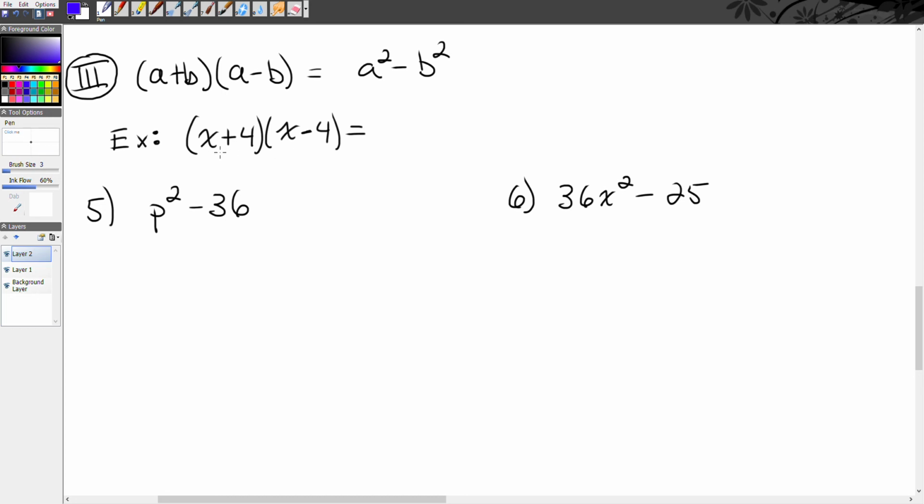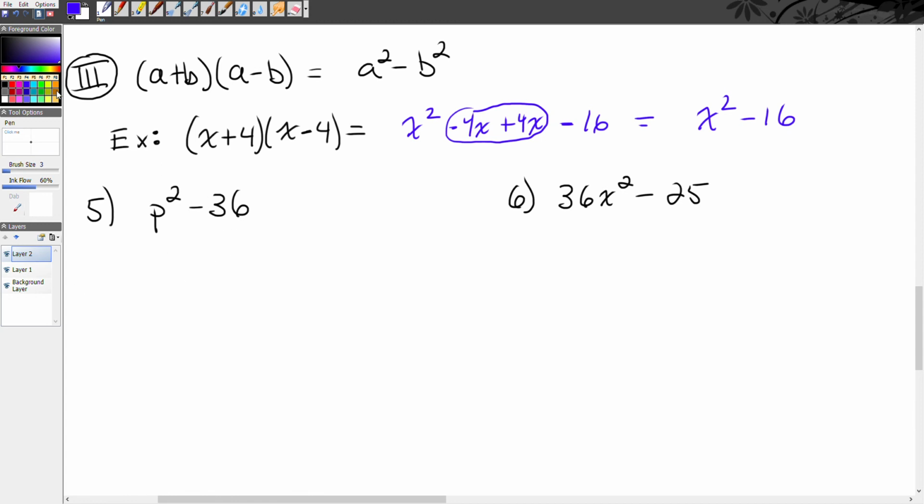If I were to FOIL this out, x times x would be x squared. X times negative 4 would be negative 4x. 4 times x would be positive 4x. And 4 times negative 4 would be negative 16. And you see here how negative 4x and positive 4x cancel each other out. That's how you end up with x squared minus 16. So a squared minus b squared. So we're going to use that process in reverse to factor these problems.